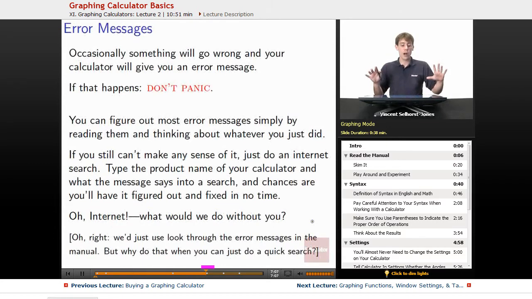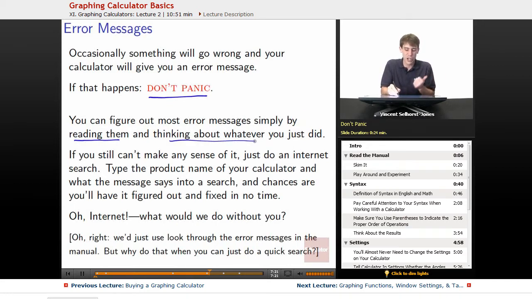Occasionally, something will go wrong and your calculator will give you an error message. If that happens, don't panic. You can figure out most error messages simply by reading them and thinking about whatever you just did. Try to get a sense of, okay, what does this kind of mean? And then what did I just do with my calculator that might have caused something to go wrong? Thinking about most of them will probably answer a lot of the questions that you'd have.